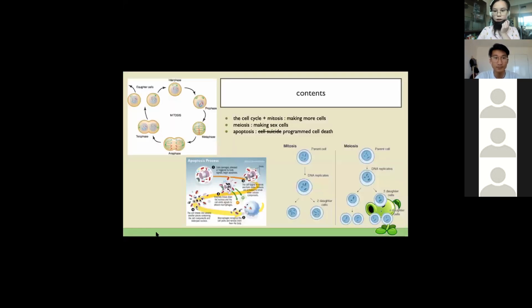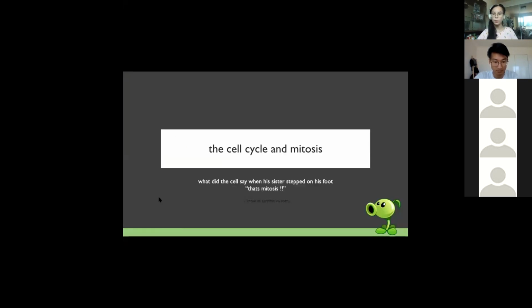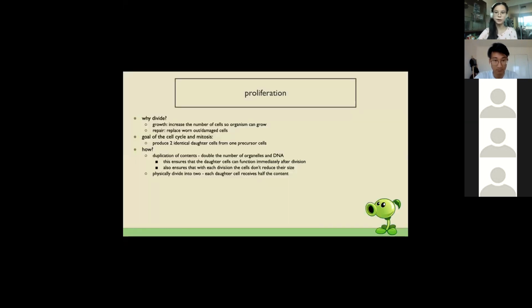All right, so the cell cycle and mitosis is to make more cells, meiosis is to make gametes or sex cells, and apoptosis is to eliminate some cells that are not wanted in an organized way. So we'll start with the cell cycle and mitosis.